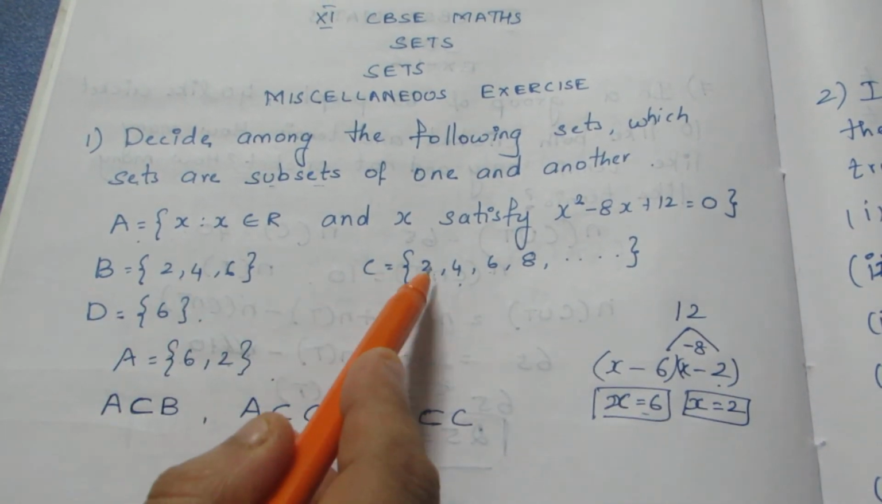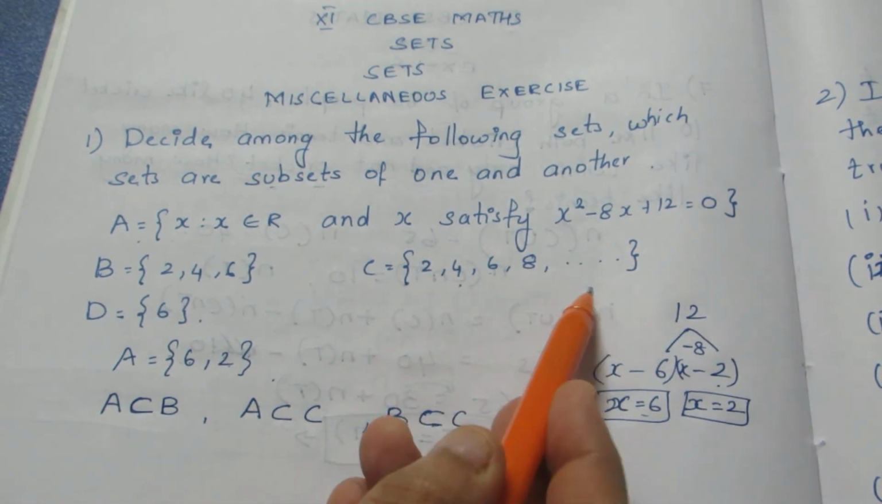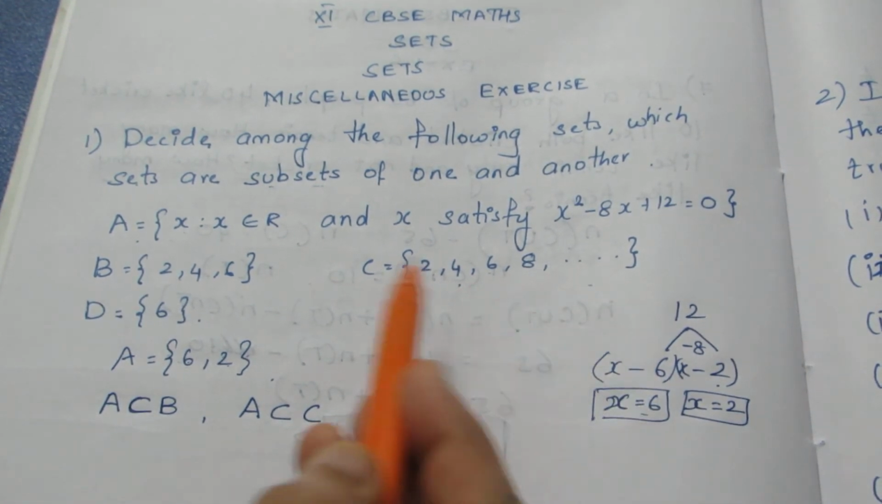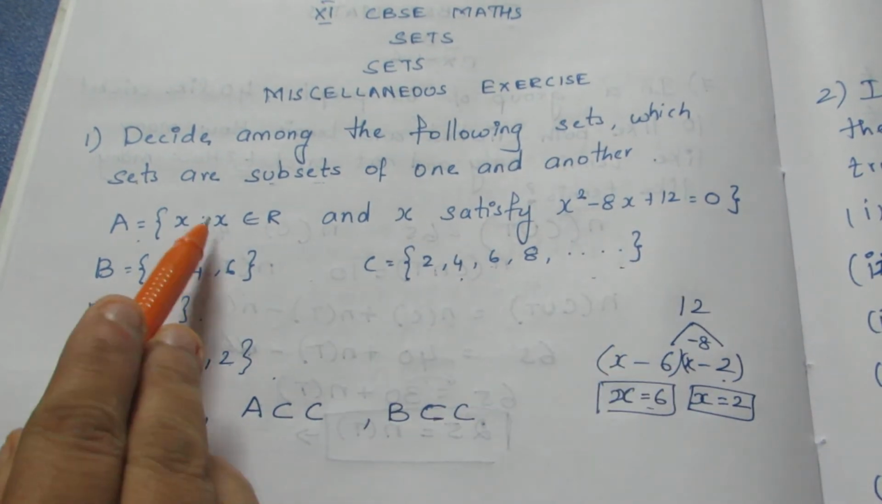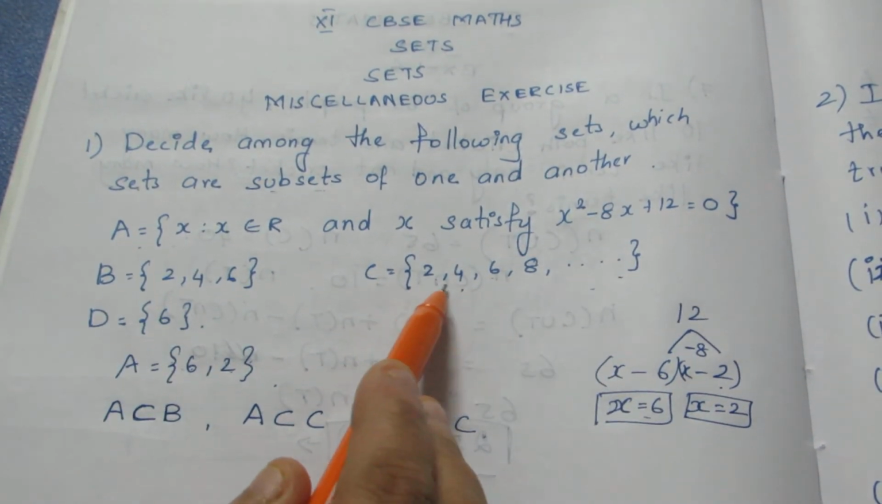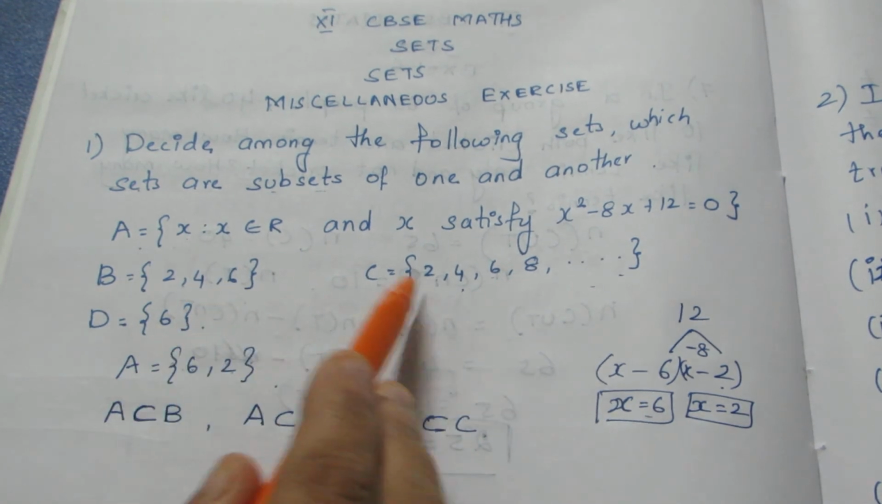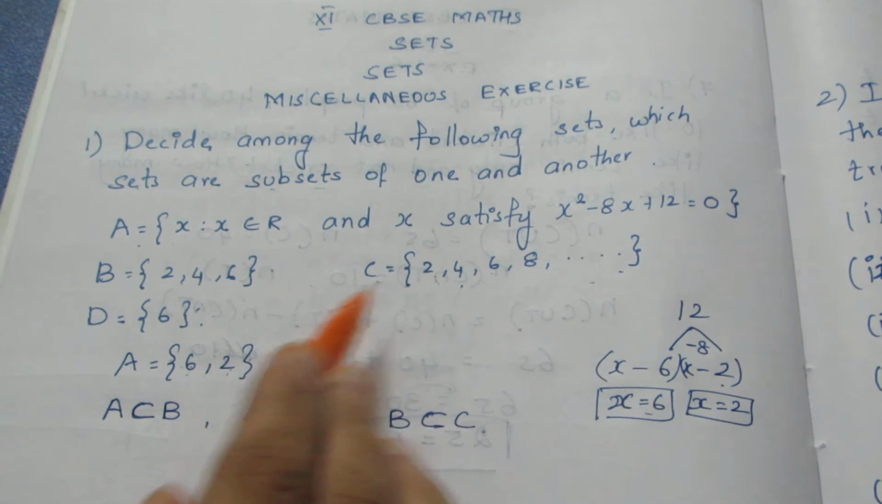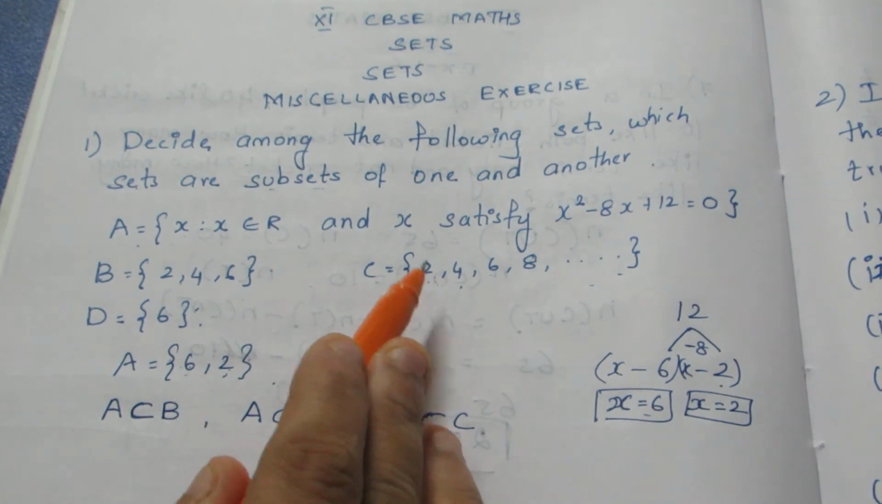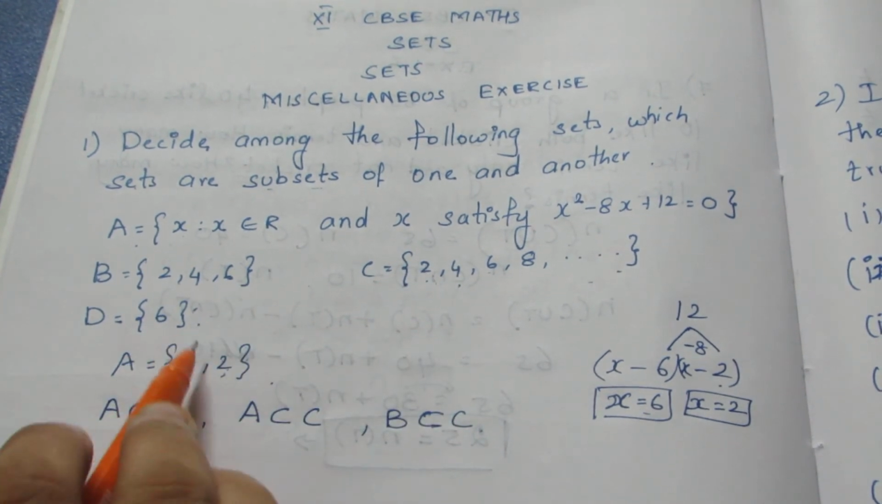Now we'll move on to C. The set C is 2, 4, 6, 8, even numbers. It is not there in any of the sets. That is, all the elements should be there in the set. As only 2, 4, 6 is here, it is not a subset of this. Only 6 is here, it is not a subset. Only 6 and 2 is here, so C is not a subset of any of these.